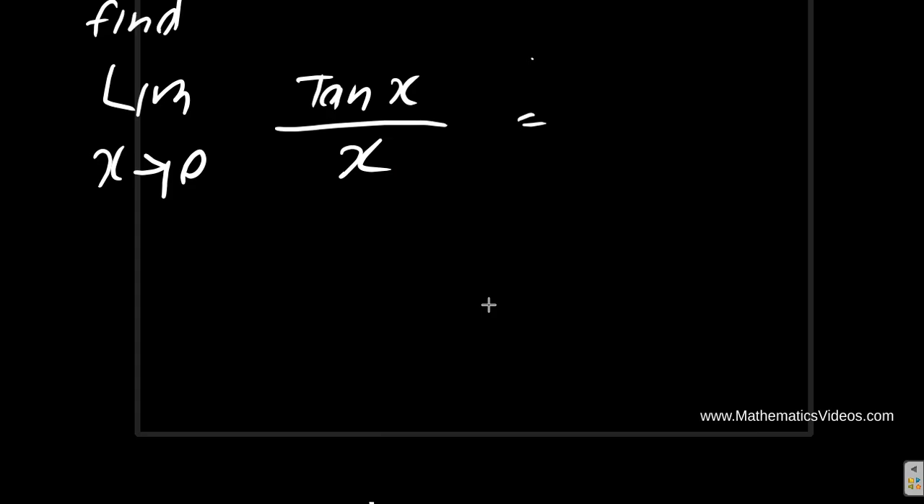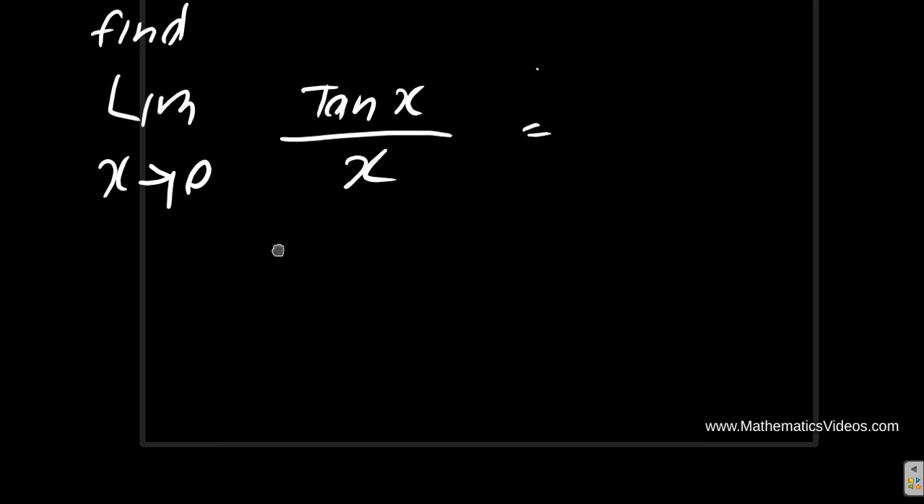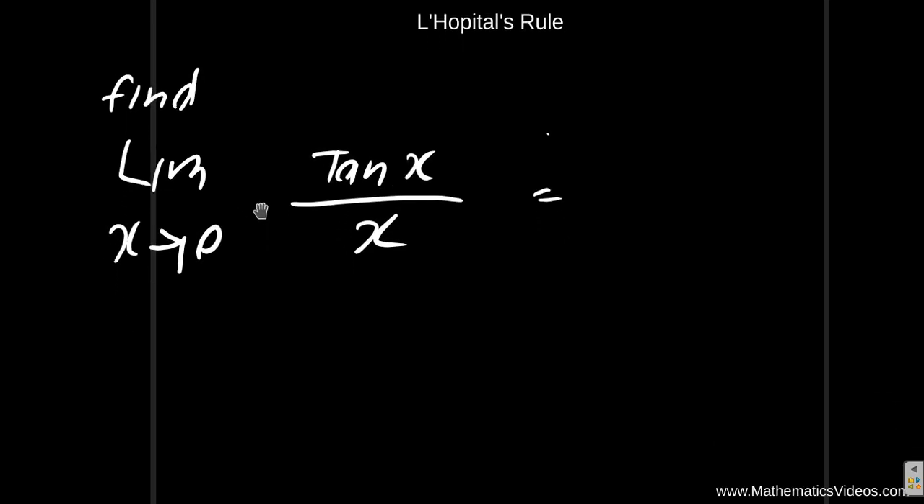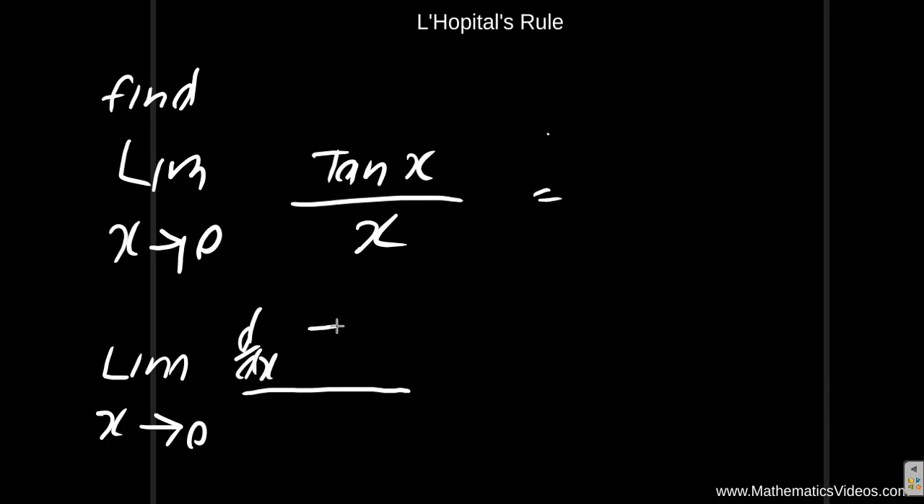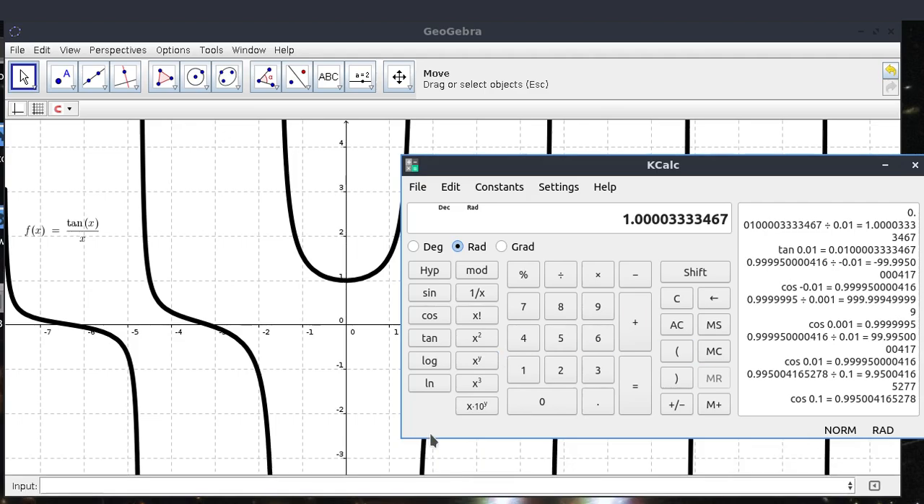Well, let's try L'Hopital's rule and see what would happen. So here we have the limit as x tends to 0 of, with L'Hopital's rule, we're going to find the derivative of tan x. So we find the derivative with respect to x of tan x divided by the derivative with respect to x of x. What's the derivative with respect to x of tan x again? If you don't remember, you can use your table of derivatives. Where's my table of derivatives?